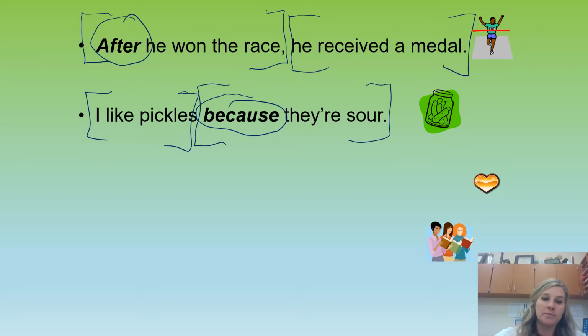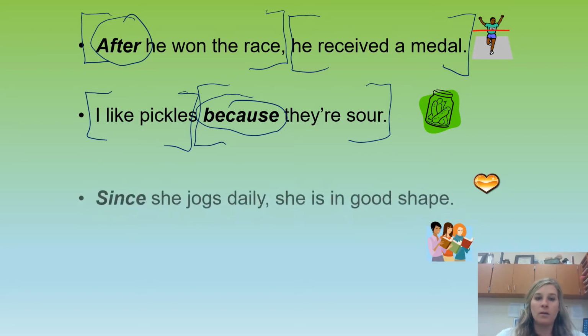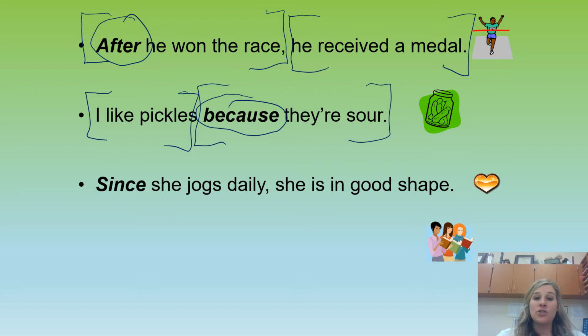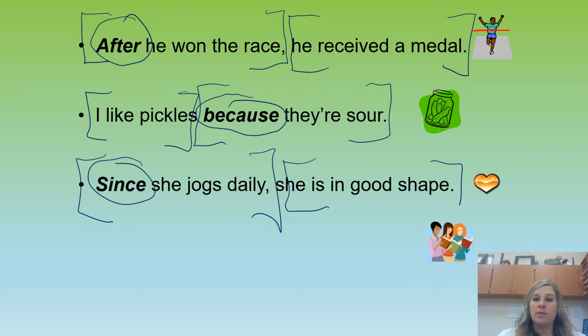Here's another example. You don't have to write this one down. Since she jogs daily, she's in good shape. My subordinating conjunction is since. So my dependent clause begins with since and ends at daily. Since she jogs daily, it's an incomplete sentence. And then she is in good shape is my independent clause because it's a complete sentence that can stand alone.